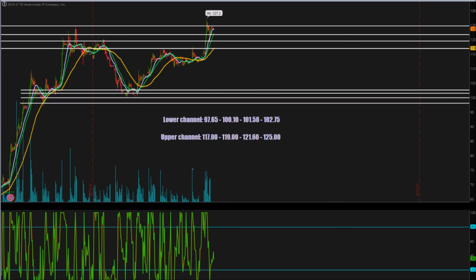Shorting it, I wouldn't be shorting this thing. It is potentially going to come down and consolidate, but after showing as much momentum as it has, I think a short position would be a bit too risky.